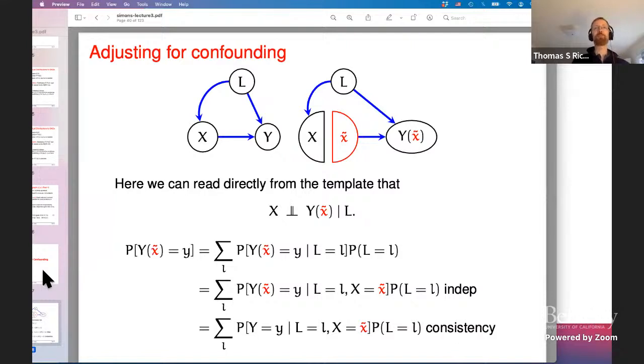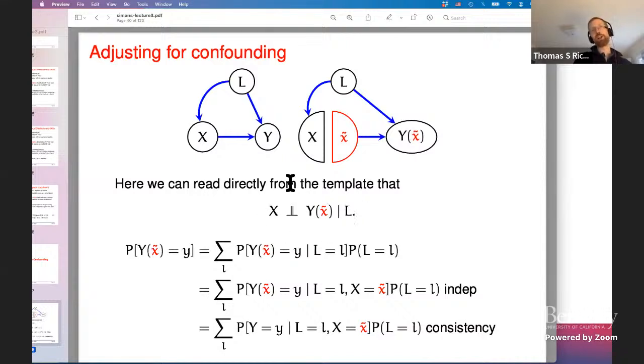But okay, so here's the graph we think of as being a situation where, if we're interested in the effect of X on Y, then we can get that by using the backdoor formula, adjusting for L. So here we start off with this graph, we split, we get to this graph, and then we can read directly from this graph that X and Y of X are conditionally independent given L.